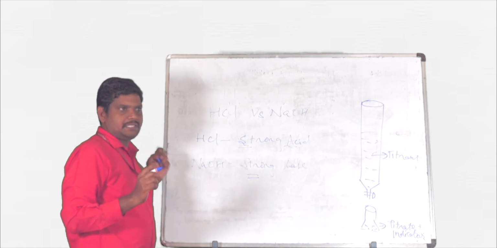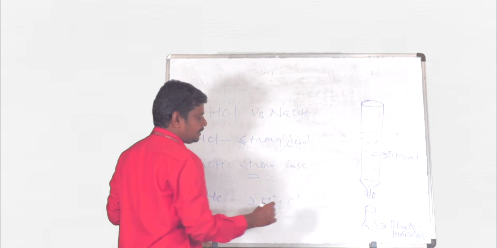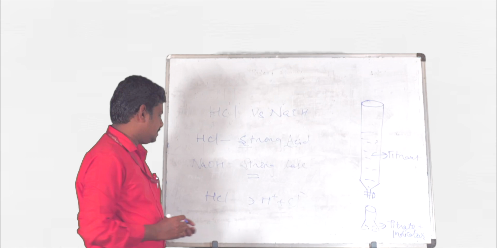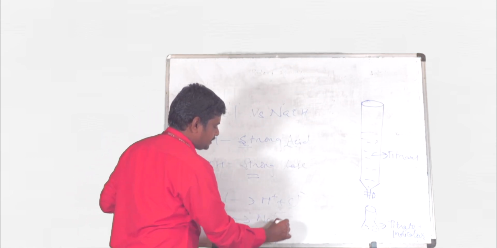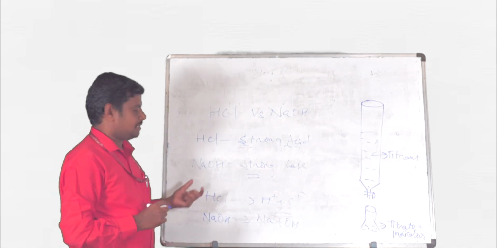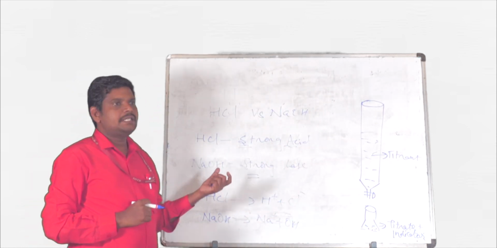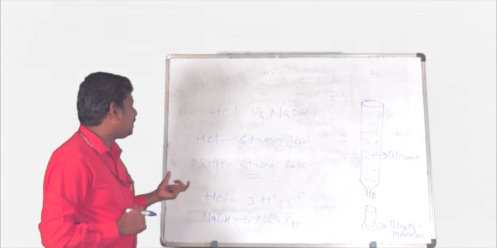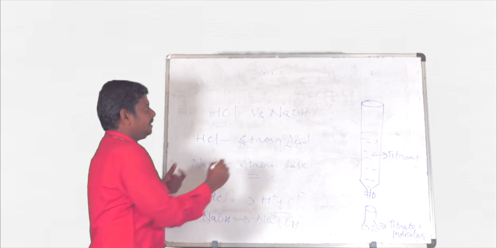Any acid that dissociates completely to give the anion as well as the cation H plus is called a strong acid. Any base that dissociates completely to give OH minus ions is called a strong base. Some acids like acetic acid will not dissociate completely to give the acetate as well as H plus ions. Those kinds of acids are referred to as weak acids. So here we are going to determine the strength of a strong acid with the help of a strong base.